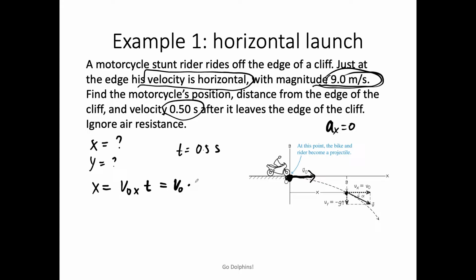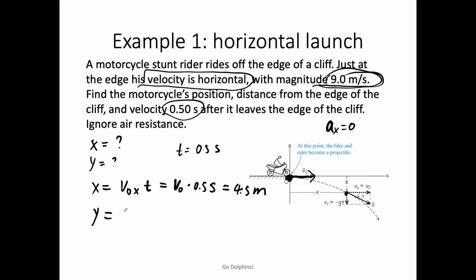You have your time, which is 0.5 second. The velocity is 9 meters per second, so your x coordinate is 4.5 meters. Now we need to find the y coordinate after 0.5 seconds.